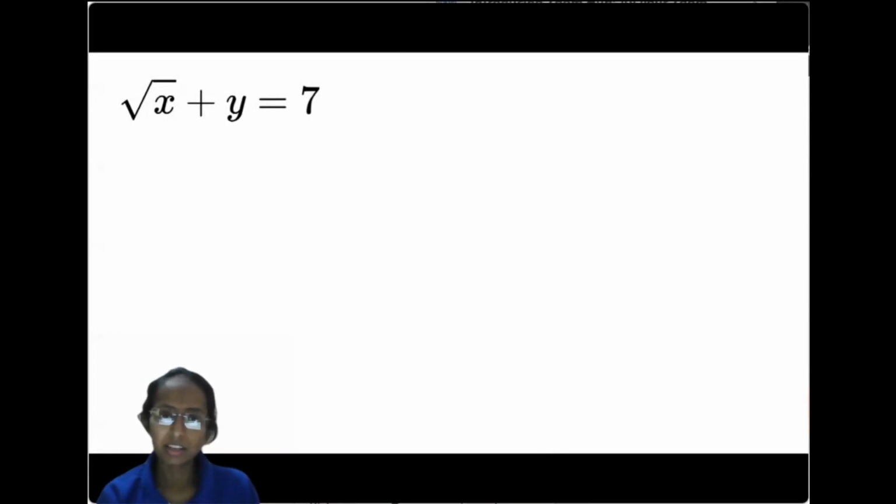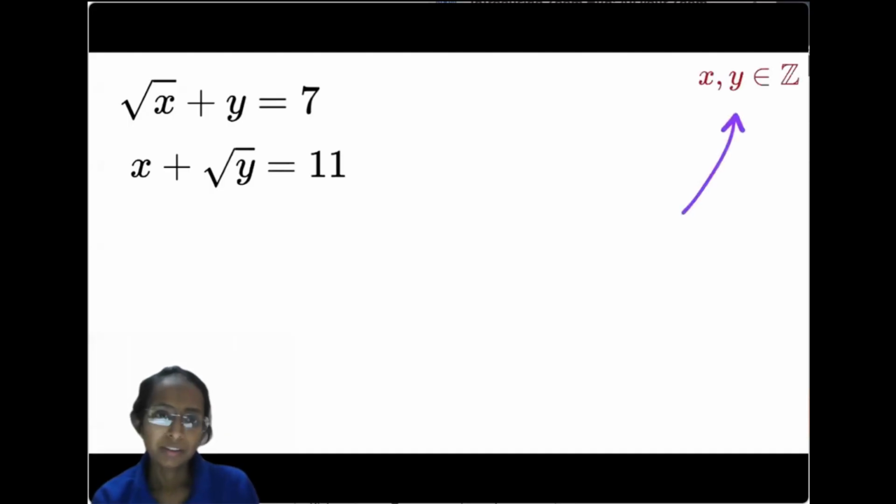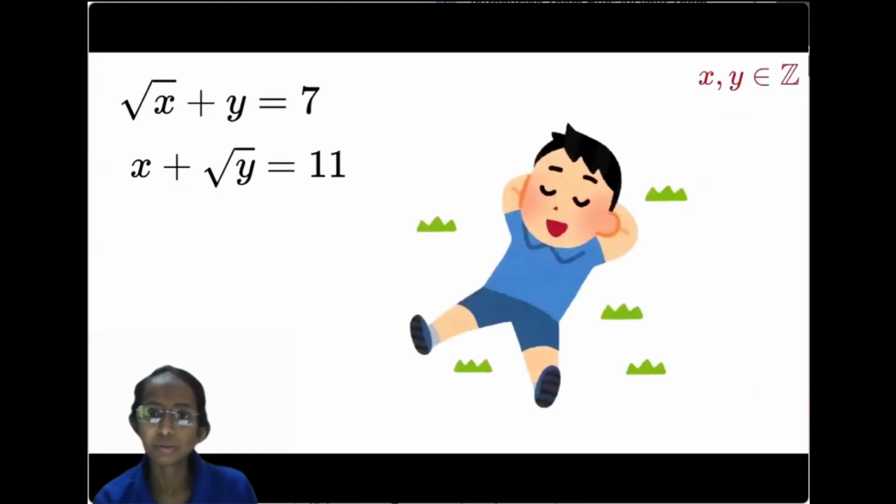Hello student, let us take a question. √x + y = 7 and x + √y = 11. We need to solve for x and y, where x and y both belong to integers.